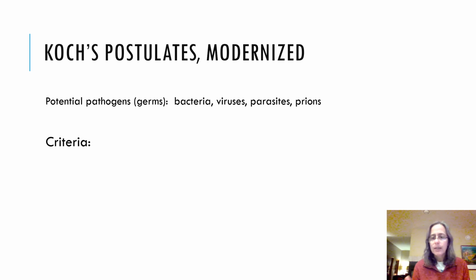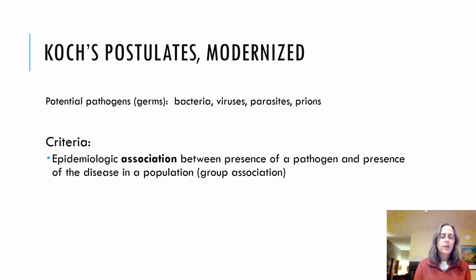Anyway, these criteria to establish that a particular germ is in fact the cause of a particular disease are: you have to see at the group level an association between the presence of that germ and the presence of the disease. If you remember back to talking about distribution of disease and looking for group associations, you're looking to see in places where there's more of this germ, do they also have more of this particular disease, and vice versa. So that's that epidemiologic association, not looking at the individual level, but that group association level.